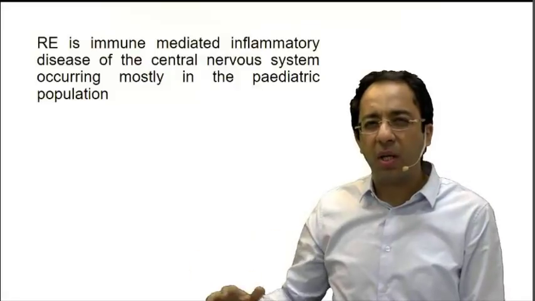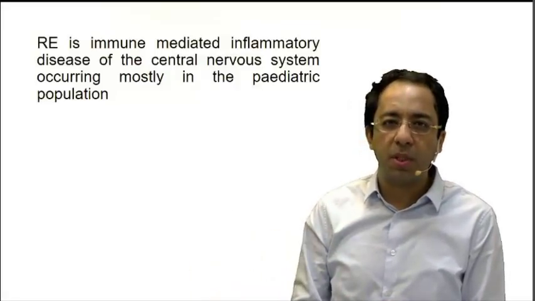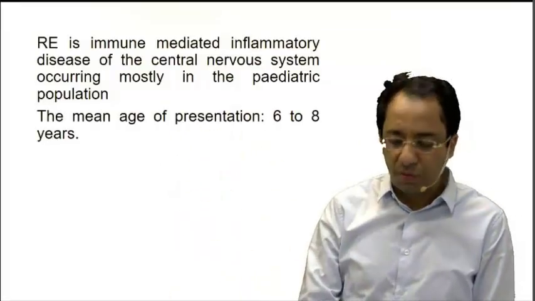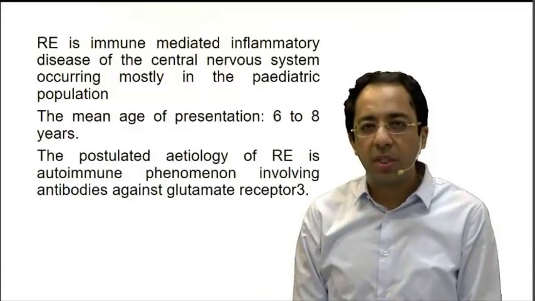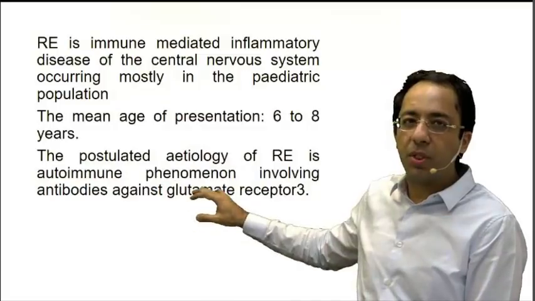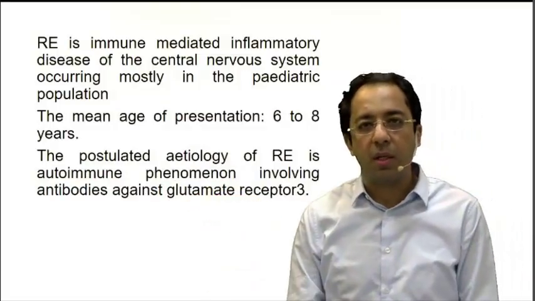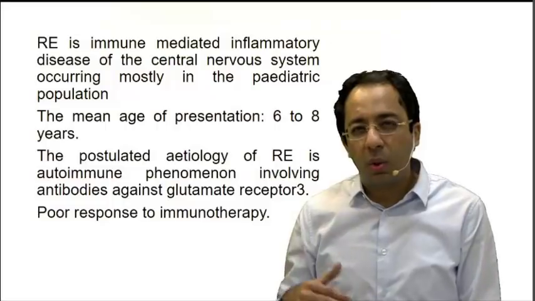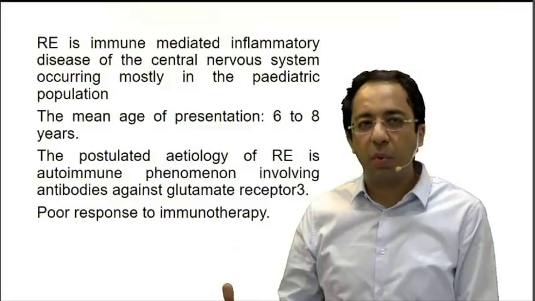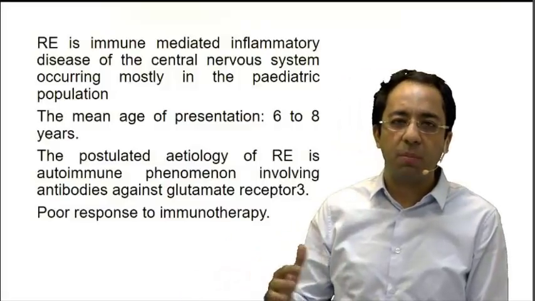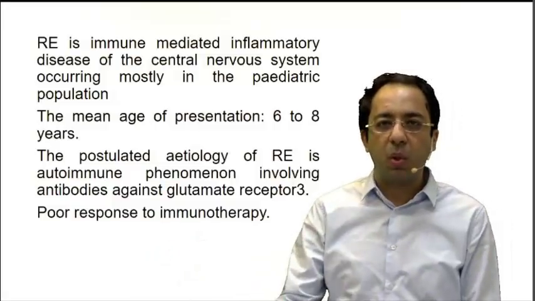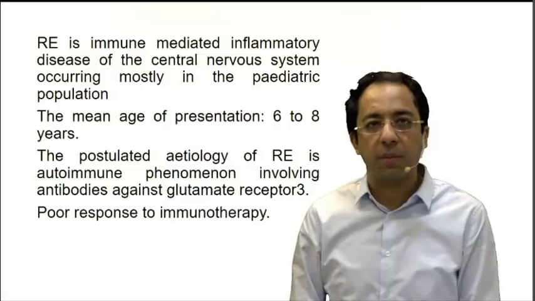Very rarely it can be bilateral, but most of the time it is a unilateral problem. Mean age is 6 to 8 years. That goes with our age of presentation in this patient. Why does this happen? The postulated etiology is an autoimmune phenomenon involving antibodies against the glutamate receptor 3. And although when you talk about immune mediated encephalitis, there will be a role of immunotherapy, here the immunotherapy has a poor response. Rasmussen encephalitis shows a poor response to immunotherapy. That is why we are talking about it in today's discussion.